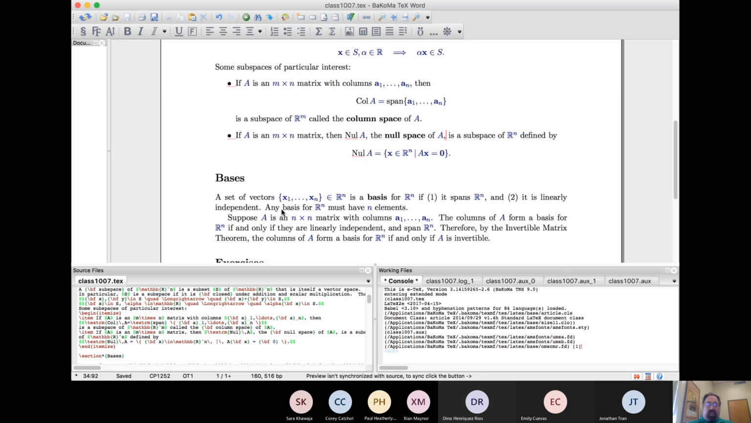Any basis for Rn has to have the same number of elements. It has to be n. And that's actually called the dimension of a space. It's how many elements a basis must have. So, for example, if you want a basis for R4, that requires 4 linearly independent vectors from it. No more, no less.